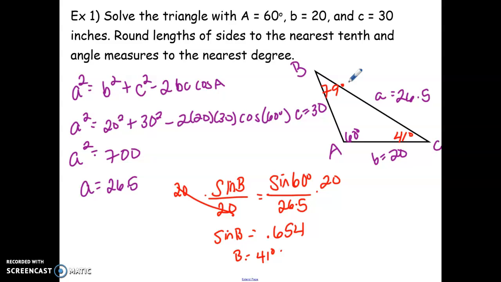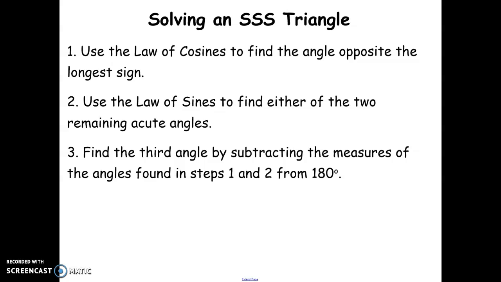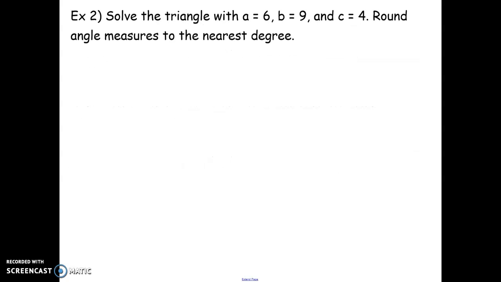Okay, next one. If we have a side-side-side triangle, you're going to use law of cosines to find the angle opposite of the longest side first, and then use the law of sines to find either of the other two angles, and then find the third angle. So let's go ahead and look at that diagram.